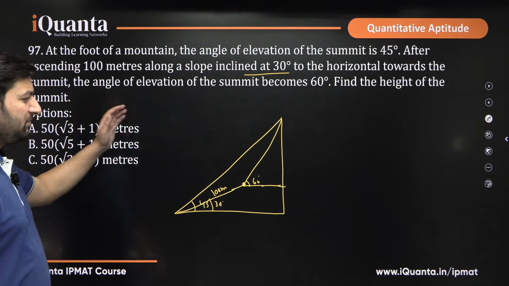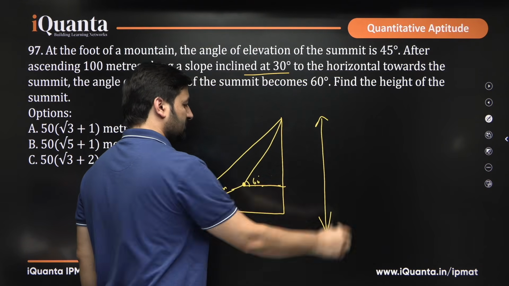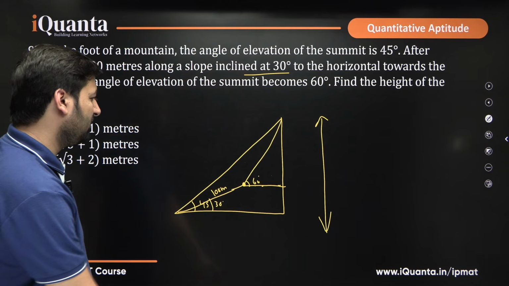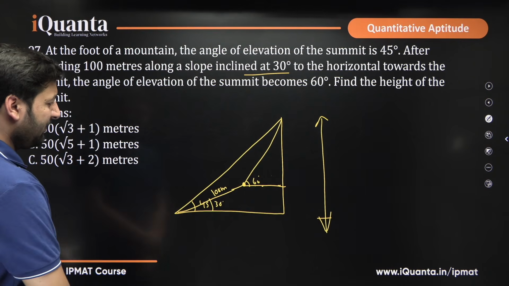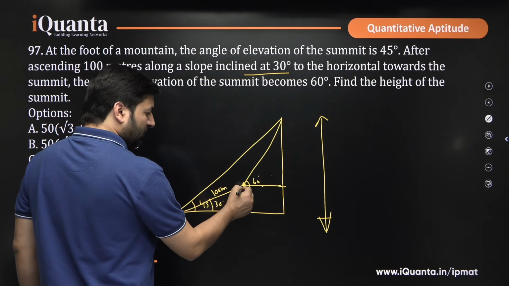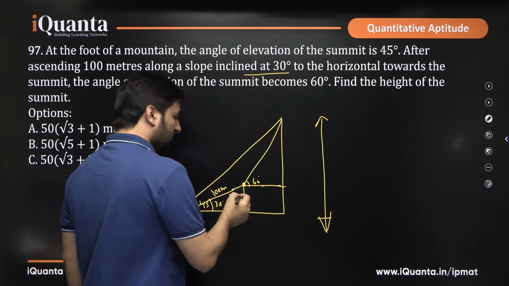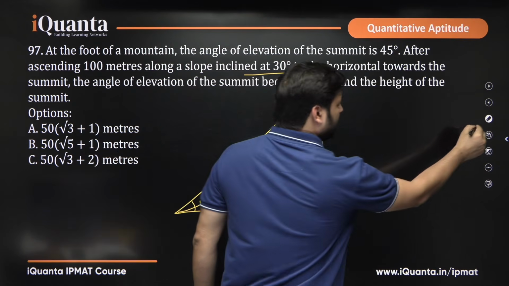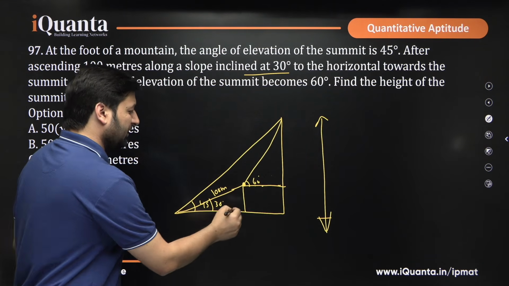Find the height of the summit. That means we need this particular entire height, till here. What do you have here? You have 100, you have angle 30. Can you just draw a perpendicular from here? Sorry, I think there is some issue today. This is the perpendicular that you have drawn.